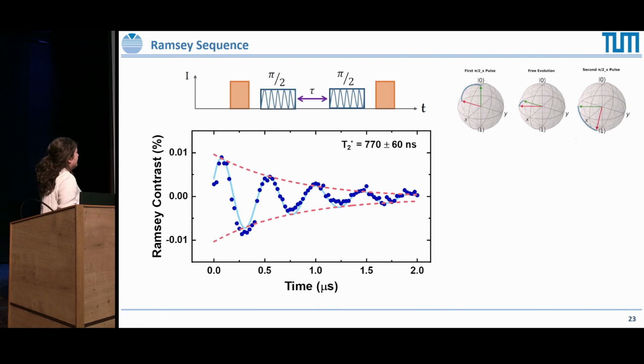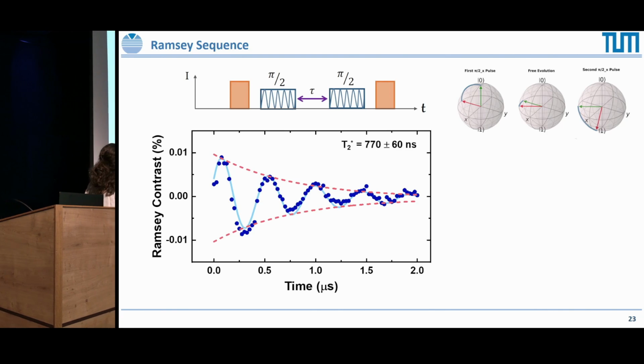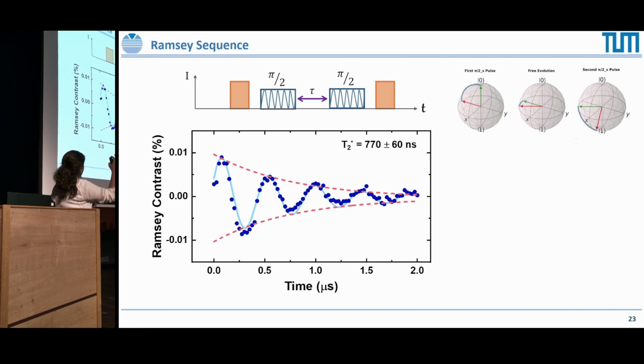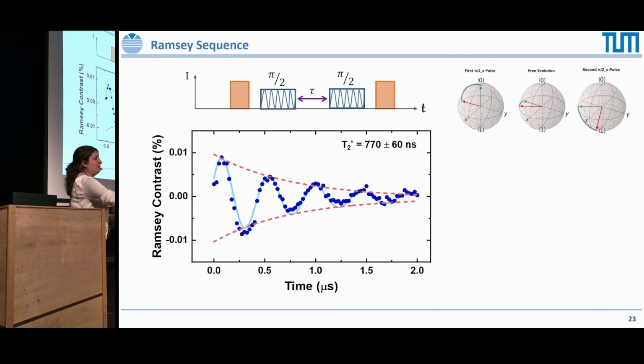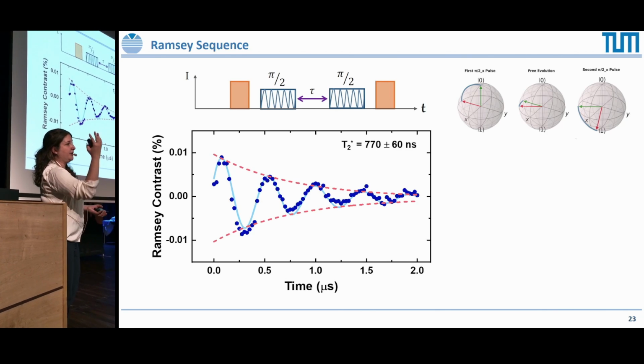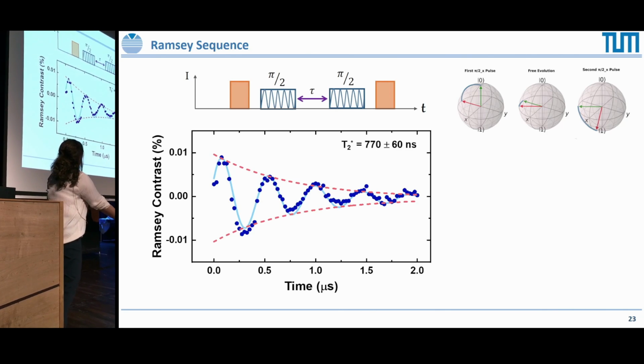And then we did our first experiment, which is just a Ramsey contrast. We initialized at 0. We write a superposition between 0 and +1. We let the system evolve. Then we put it back at 0, and we read out whatever is left.